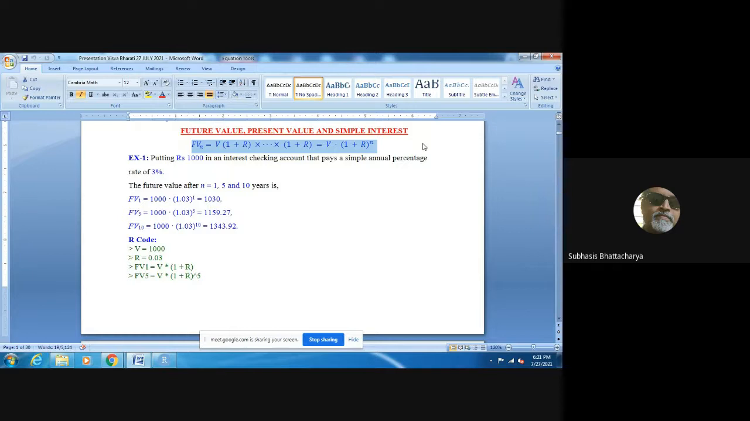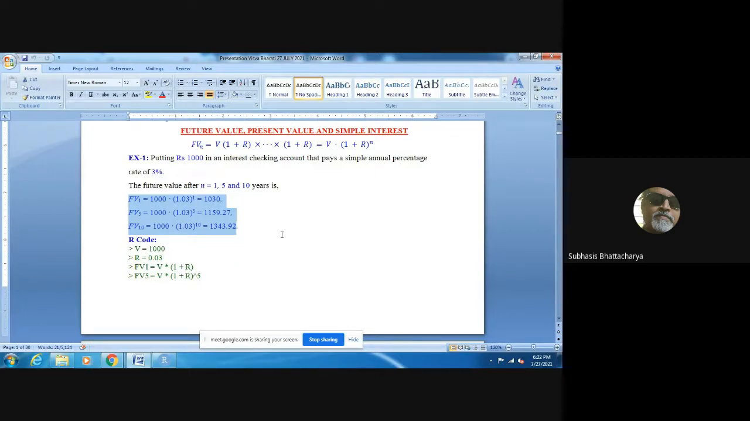For example, I'm showing you an example: putting rupees 1,000 in an interest checking account that pays a simple annual percentage rate of 3%. The future value after 1 year, 5 years, and 10 years is 1030, 1159.27, and 1343.92. So the interest over the first year is 30, over 5 years it is 159.27, and over 10 years it is 343.92.